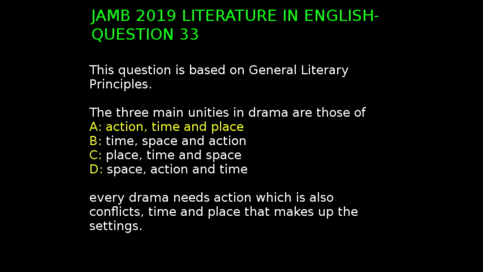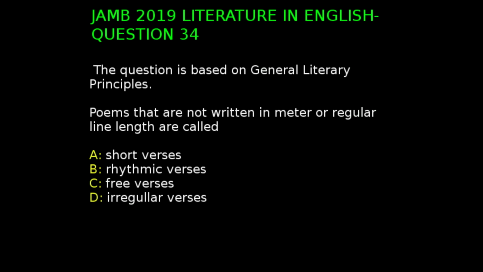Action, time, and place. JAMB 2019 Literature in English question 34. The question is based on general literary principles. Poems that are not written in meter or regular line length are called. The options given are A. Short verses, B. Rhythmic verses, C. Free verses, and D. Irregular verses. The correct answer to this question is C.